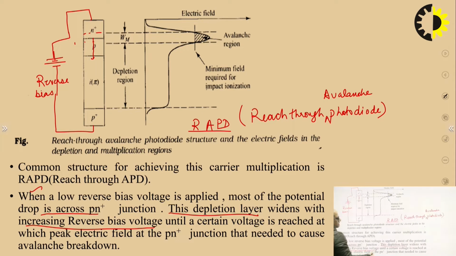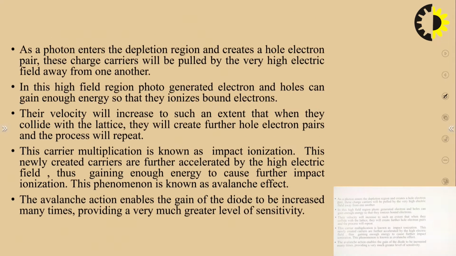The depletion region widens with increasing reverse bias voltage until a certain voltage is reached, at which the peak electric field at the P N plus region is what is needed to cause the avalanche breakdown. Clear?